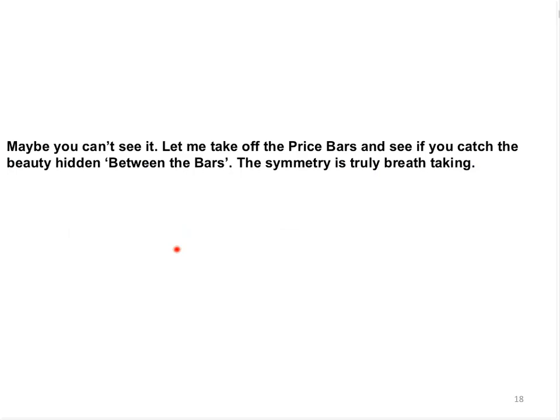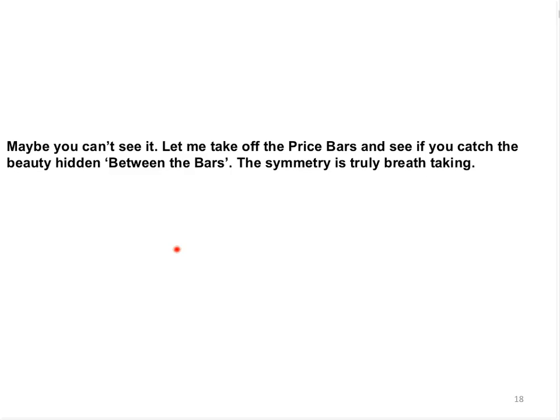So maybe you can't see it. Let me take off the price bars. And if your charting package allows you to take price bars off and leave what you've drawn on, this is a very powerful tool, because there was a really wonderful movie called Searching for Bobby Fischer, in which a chess master is trying to teach a 7-year-old how to play chess. And he says to him, I want you to think 8 moves in advance. When you know the moves, tell me. Just look at the board.